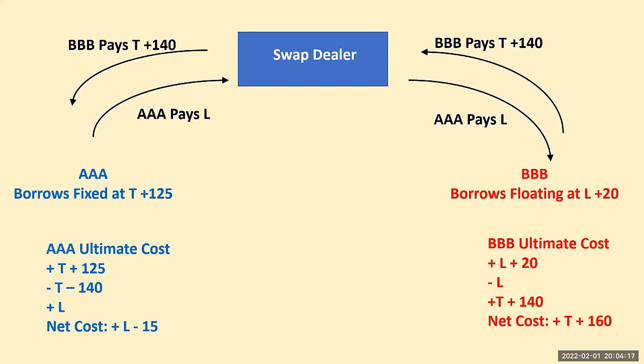Now, why aren't swaps more dangerous? The reason they're not more dangerous is that they have a lot of collateral behind it. BBB has a set of collateral. AAA has a set of collateral. There's money sitting there just in case something goes wrong. That's why they're so low risk.